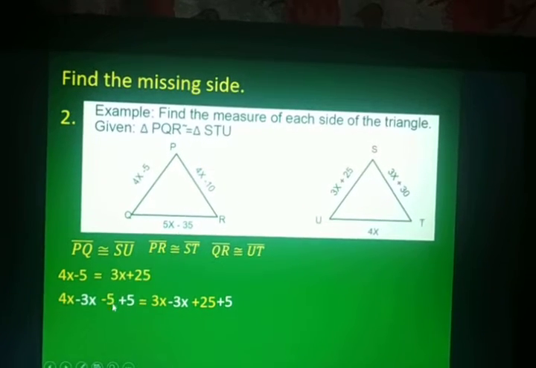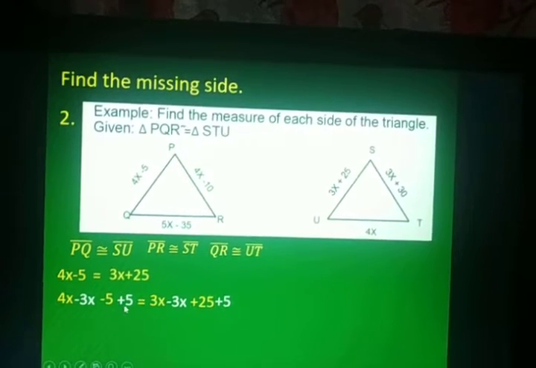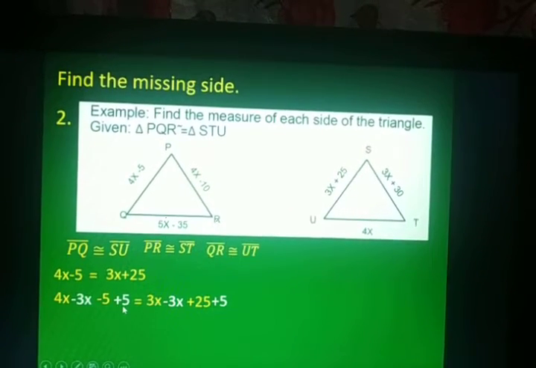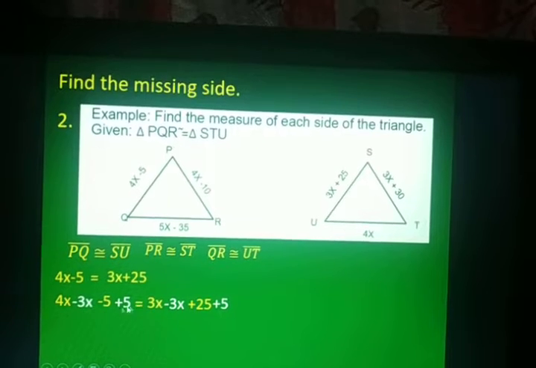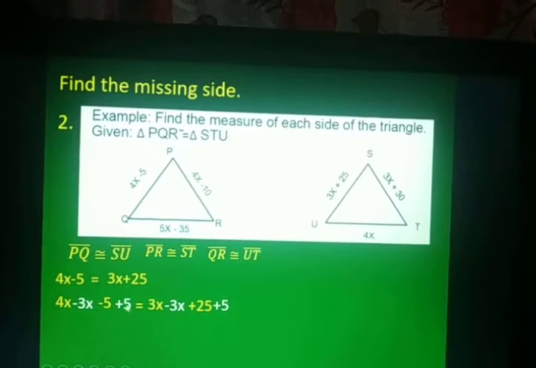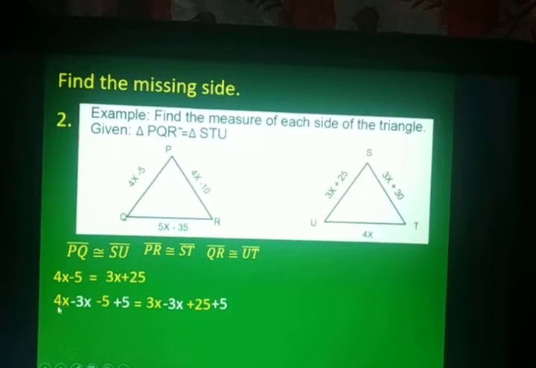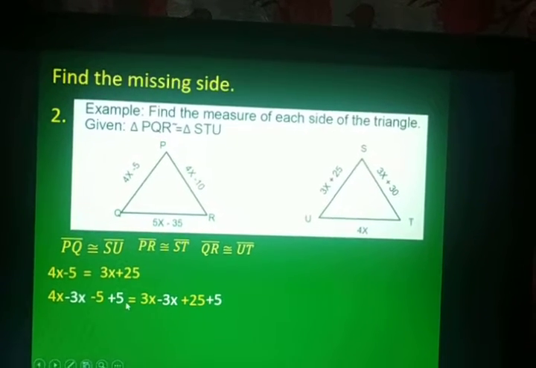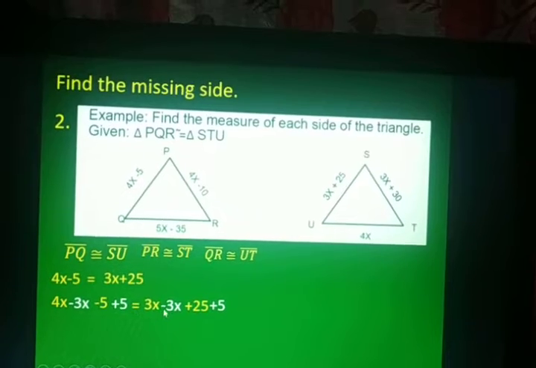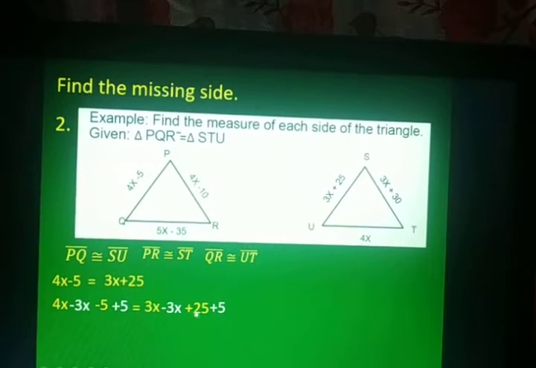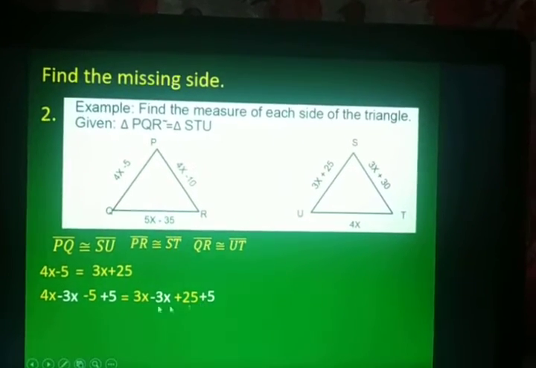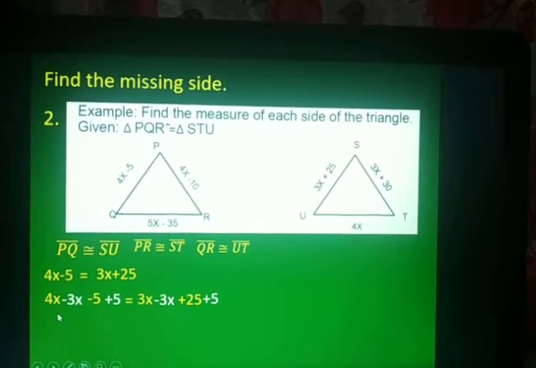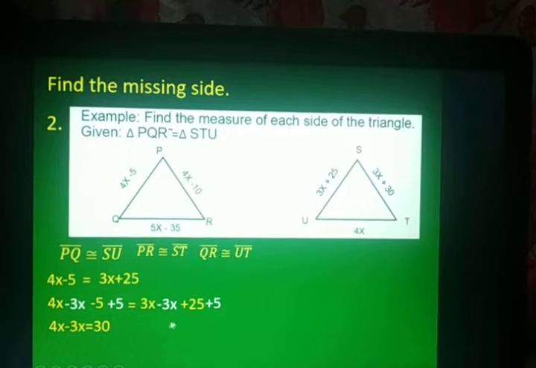So, we applied the additive inverse of negative 5. So, we added positive 5. So, we added negative 3x on both sides and positive 5. The rest, just copy. So, 4x minus 3x can be combined and then negative 5 plus 5 becomes 0 equals 3x minus 3x becomes 0. Then, just add 25 plus 5. So, the remaining answer will be 4x minus 3x equals 30.